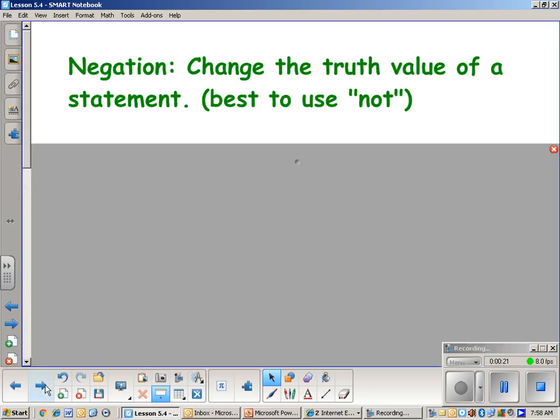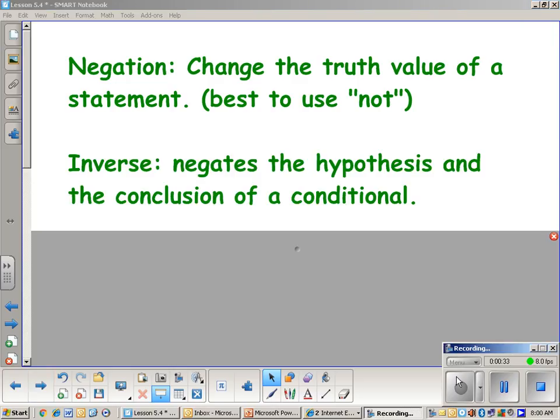What is a negation? You change the truth value of a statement. It's best to use the word not. You should copy that down when we talk. The inverse negates a hypothesis and the conclusion of a conditional.